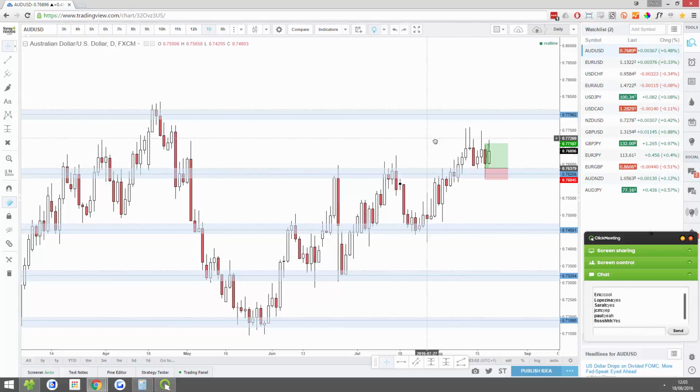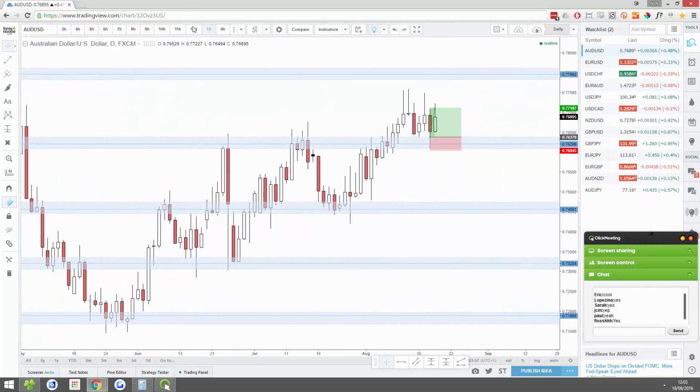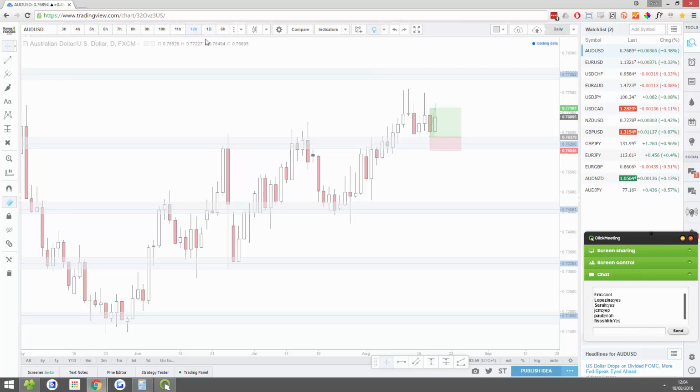All right, so we talked about a potential AUD/USD long yesterday. So let's just quickly have a look at AUD/USD and see if there's any potential trades forming on it right now.